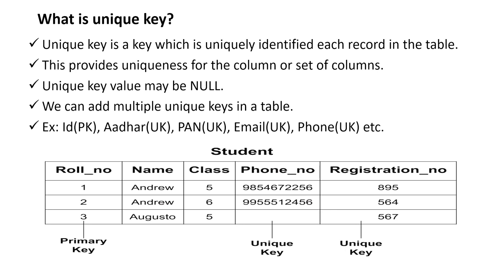What is a unique key? A unique key is a key which uniquely identifies each record in a table. This provides uniqueness for the column or set of columns. A unique key value may be null. We can add multiple unique keys in a table. So suppose ID is a primary key, then we can add Aadhaar number as a unique key, PIN number as a unique key, email ID as a unique key, phone number as a unique key.